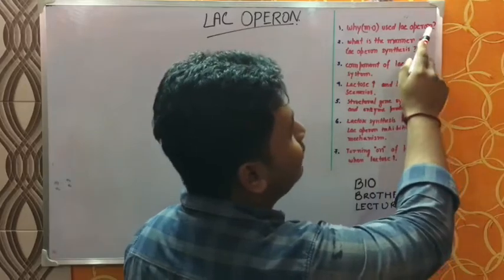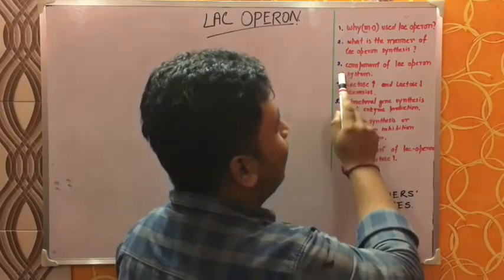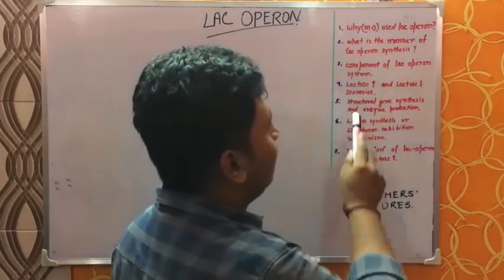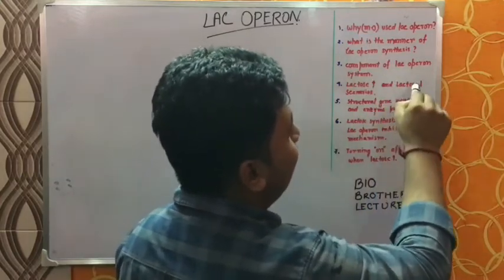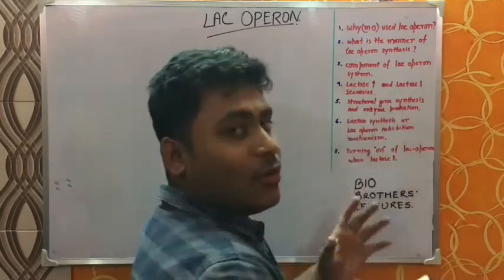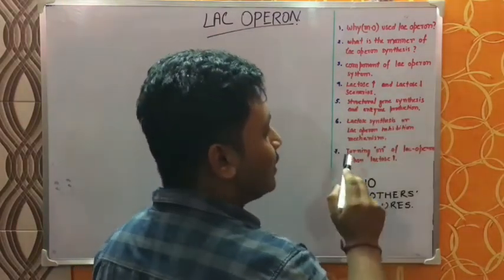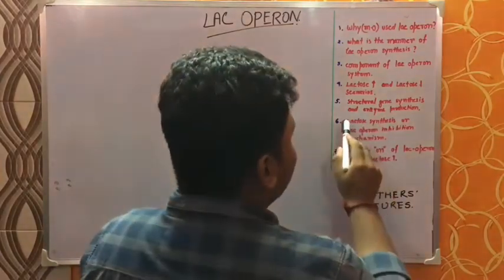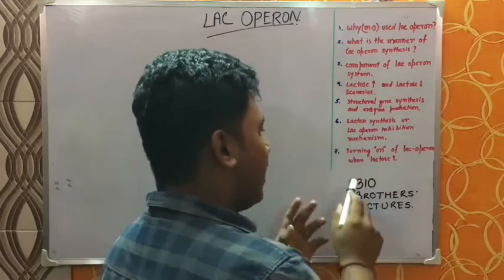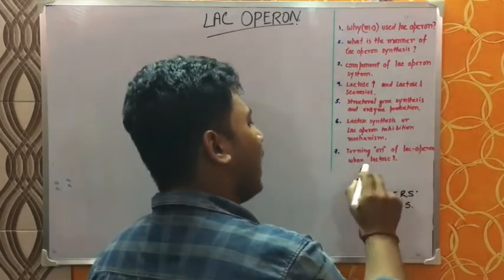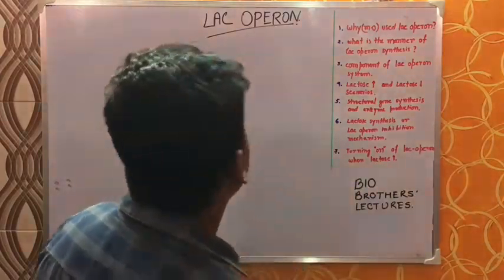Why do microorganisms use the lac operon? What is the manner of lac operon synthesis? Components of the lac operon system. When lactose concentration is high and when lactose concentration is low, what scenario can we find there? Structural gene synthesis and enzyme production. We will show the lac operon inhibition mechanism, and the turning on and off of the lac operon when lactose concentration is high. So let me start.